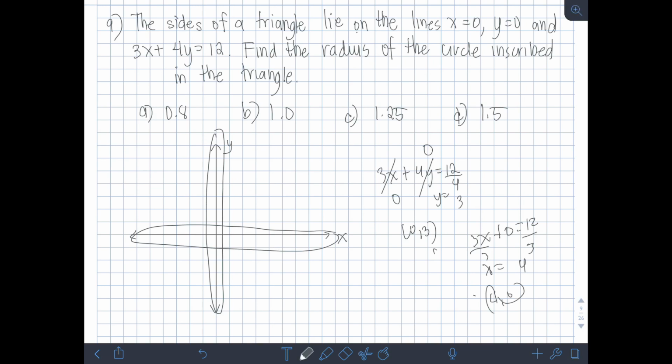So, let's plot these two points, 0, 3. So, this is the origin, right? 1, 2, 3. This is it. 0, 3. Then the 4, 0. So, 1, 2, 3, 4. 4, 0. So, let's connect them. There. So, this is our line 3x plus 4y equals 12.